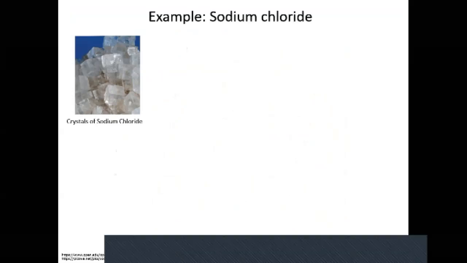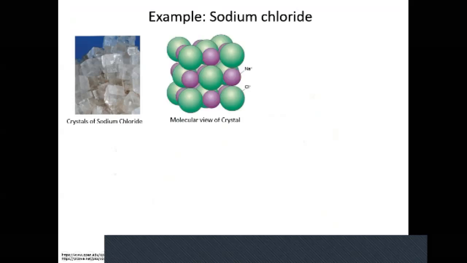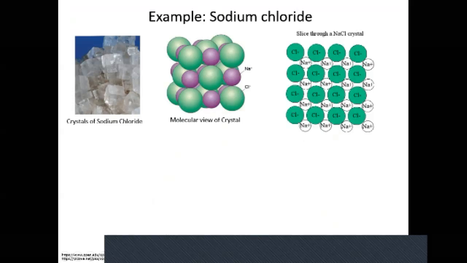So here if we look at sodium chloride, so these are what crystals of sodium chloride look like. This is what the molecular view of a sodium chloride crystal looks like. So you can see we have chloride and sodium ions that pack in a way that forms a crystal. And so if we were to slice this crystal, this is what we would see in the crystal. So this is what gets repeated in 3 dimensions with a sodium chloride crystal.